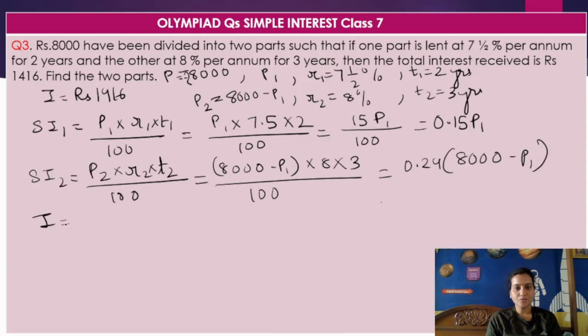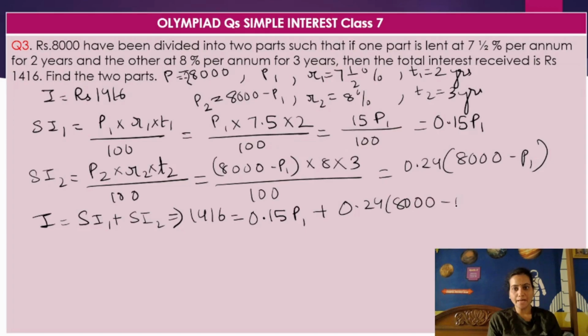So I is equal to SI1 plus SI2. So what is the SI value? We are already given 1416, and SI1 we have already found. SI1 is 0.15 P1, and SI2 is 0.24 into (8000 minus P1). So now what will we do?